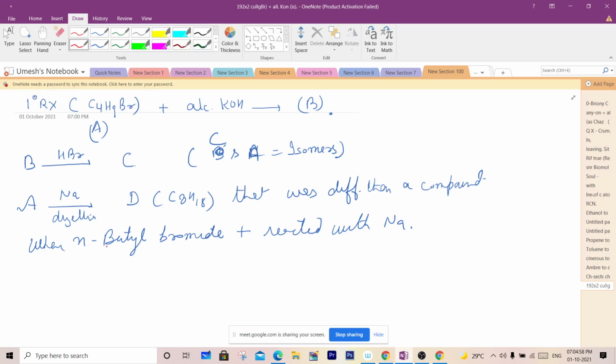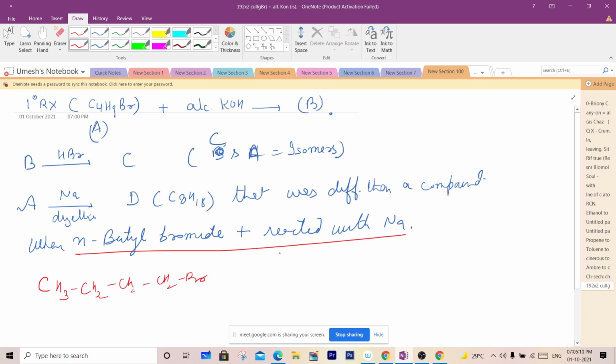So A is 1-bromobutane. If you make it 1-bromobutane, that's basically n-butyl bromide, right? Yes. It says this is different. It means A is different from n-butyl bromide. This is not possible. The question statement has already told us that 1-bromobutane or butyl bromide is not the answer.